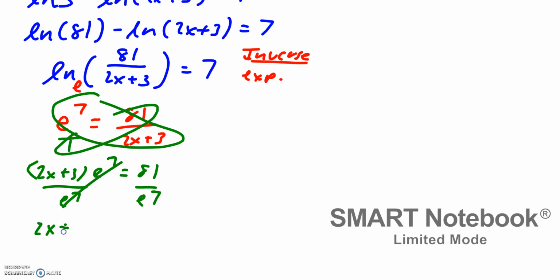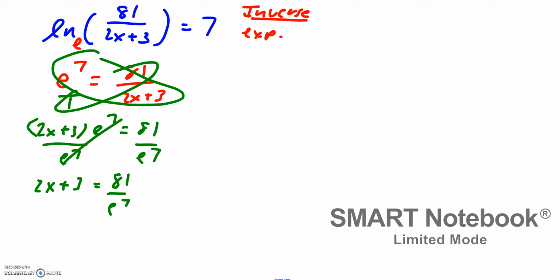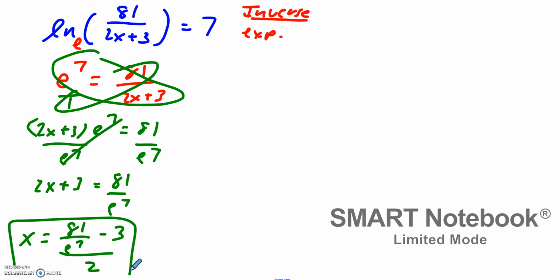So I'd have 2x plus 3 equals 81 over e to the 7th. Now, we have a choice. We could leave our answer exact, or we could write it as a decimal. If I'd like to leave it exact, to get x alone, you would subtract 3 and then divide by 2. So you could write your answer as 81 over e to the 7th minus 3, all divided by 2. That is a legitimate answer.